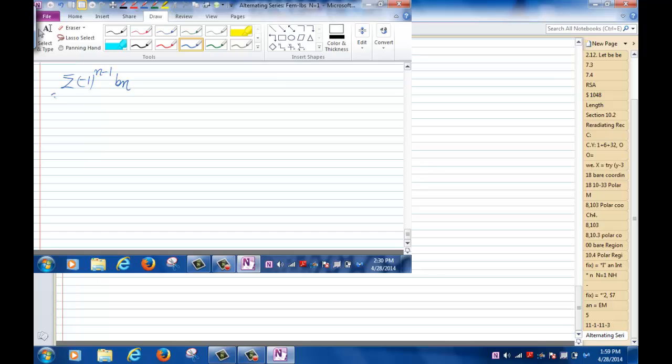We are assuming here that Bn is a positive sequence. So the series looks like the following. It starts with a positive term b1, and then subtracts b2, and then adds b3, and then subtracts b4, adds b5, subtracts b6, and so on, right? Notice that each time you are adding and subtracting something smaller. Okay?